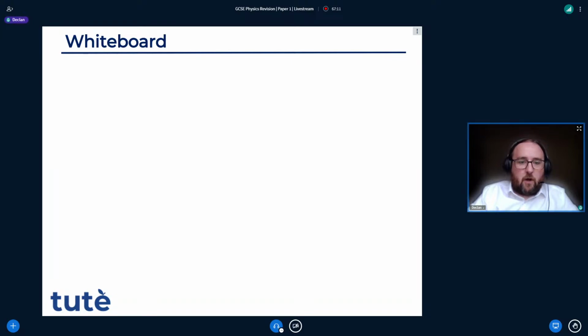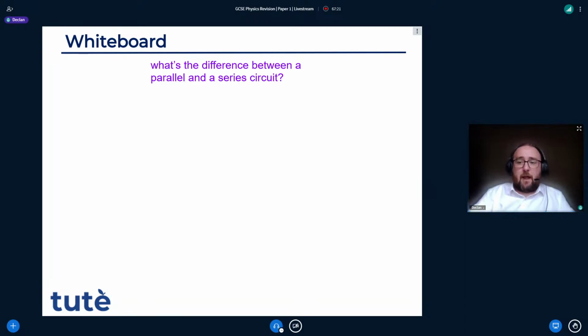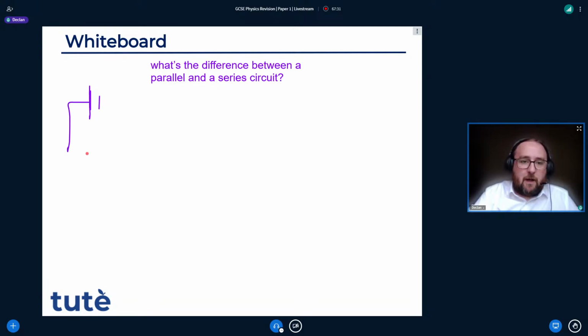Let's have a look. This is a nice one. What is the difference between a parallel and a series circuit? I'm going to try and use my neatest writing on here to do this. So a series circuit, we always start with our cell. That's an awful drawing of a cell, but we're doing our best.